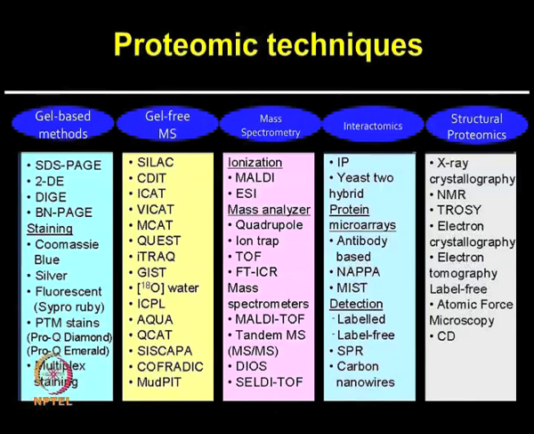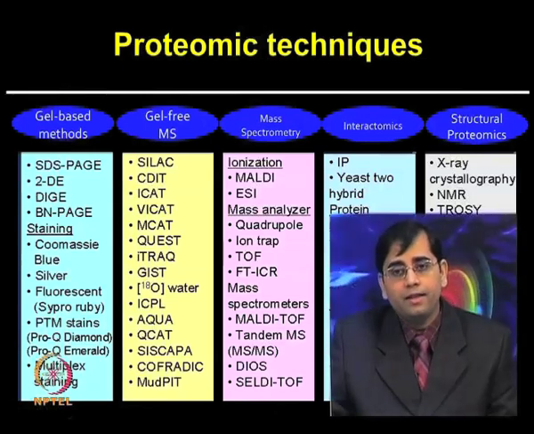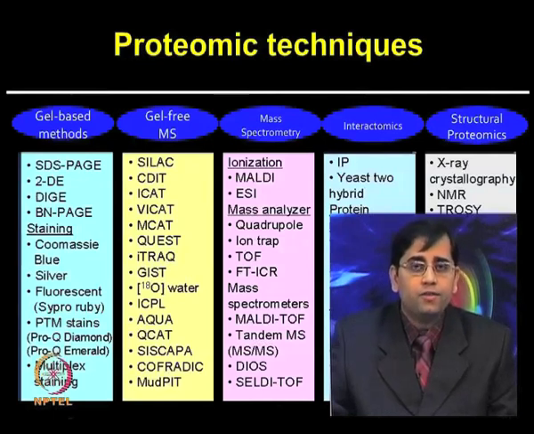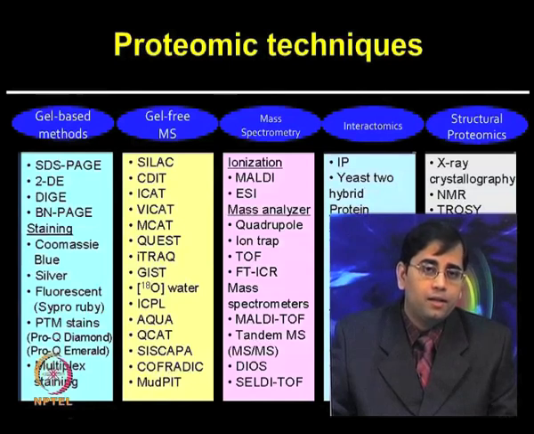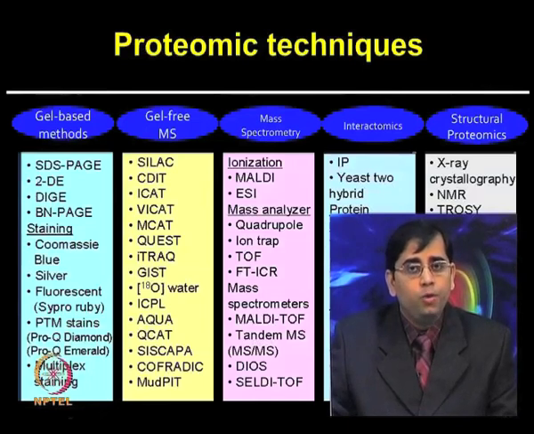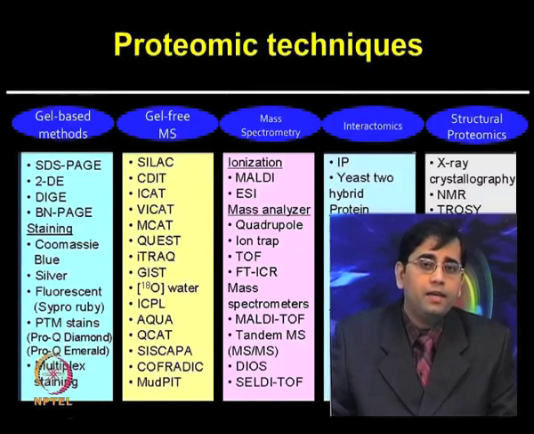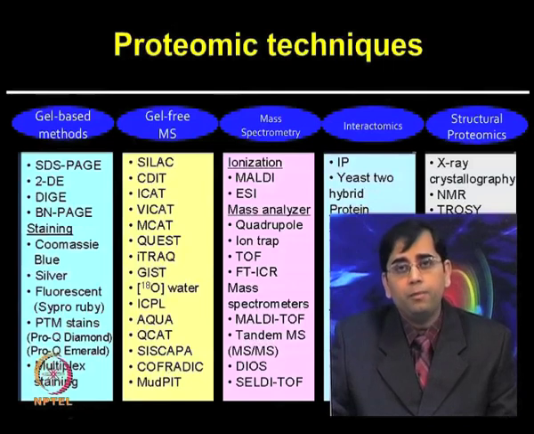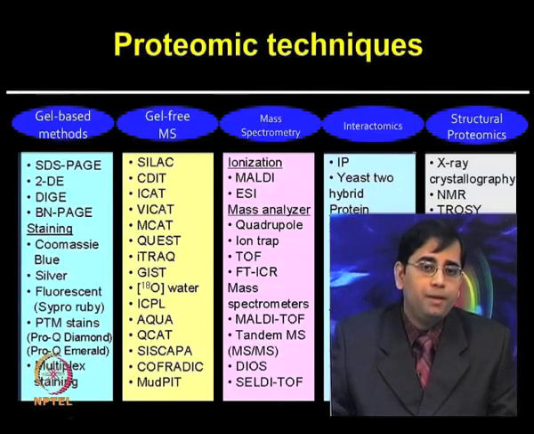We will talk in detail about different proteomic technologies in the subsequent modules of this course, but very broadly you can group these technologies as gel based methods, gel free mass spectrometry based methods, mass spectrometry techniques, techniques to study protein interactions, and structural proteomics. Broadly, gel based proteomics includes sodium dodecyl sulfate polyacrylamide gel electrophoresis, SDS-PAGE, two-dimensional electrophoresis 2DE, difference gel electrophoresis DIGE, and blue native PAGE, as well as different staining methods such as Coomassie, silver, fluorescent dyes, phosphoprotein stains such as Pro-Q Diamond, and multiplex staining methods. All these can be grouped under gel based methods.